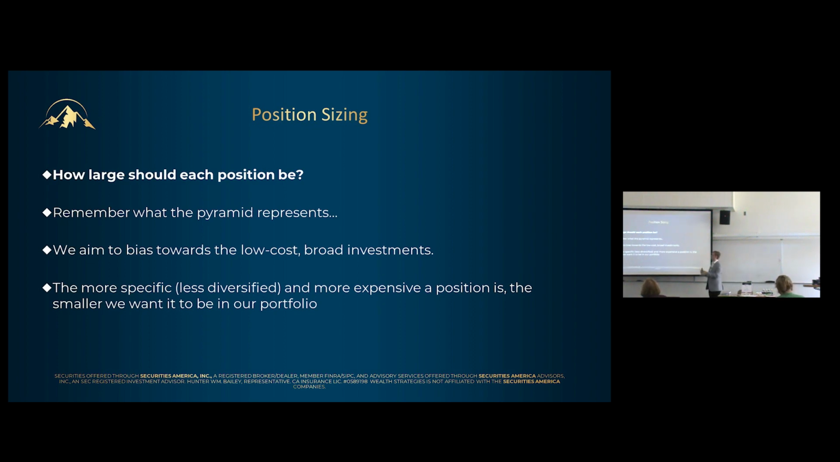Well, let's remember what the pyramid represents. First of all, we're biasing towards the low cost, broad investments. We're biasing towards things that don't rip away returns with fees, things that are broad, things that don't have a lot of specific risks like unsystematic risk, these diversifiable risks. And the more specific or less diversified and more expensive a position is, the smaller we want it to be in our portfolio. Again, for two reasons. One, because we don't want to pay exorbitant fees, and two, because we don't want to extend ourselves out and expose ourselves to risks that could otherwise be diversified away and have those be a large detriment to our portfolio.